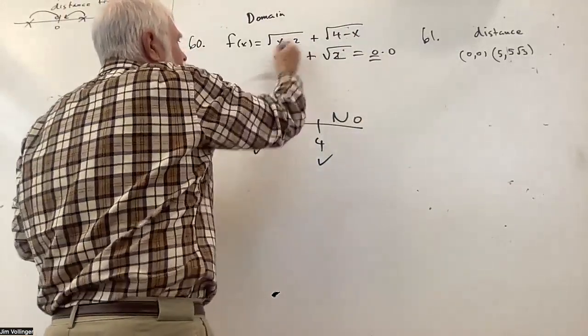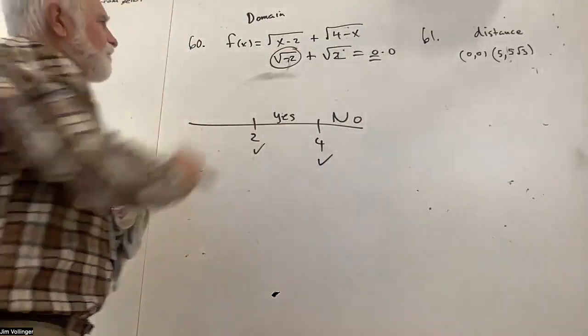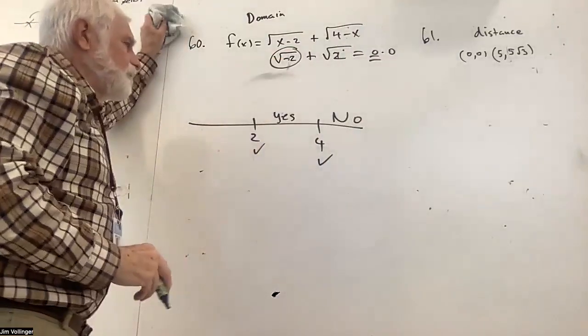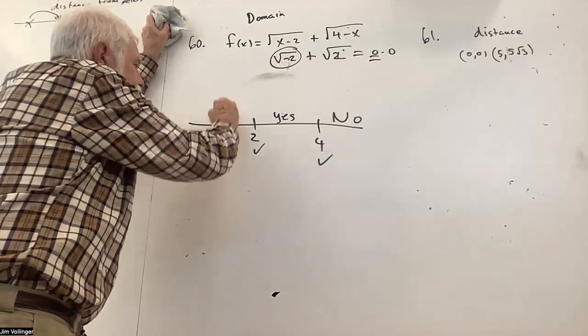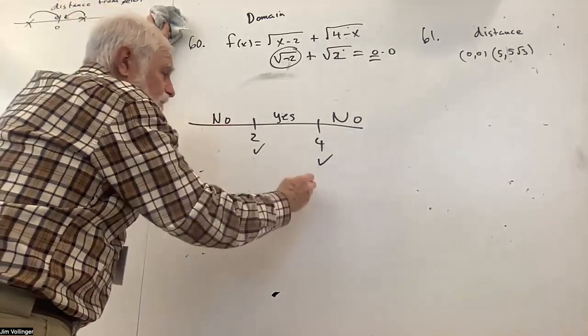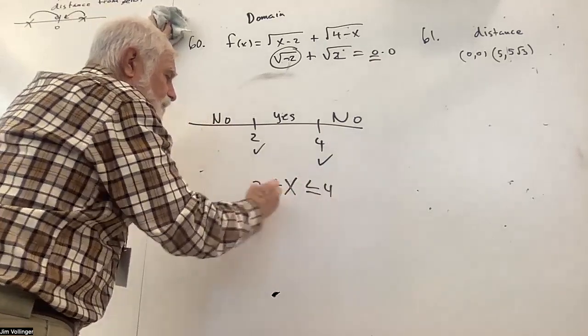Oh, got a problem right off the bat. Square root of -2. That's not in the real number system. So no. I guess x could be less than or equal to 4, greater than or equal to 2.